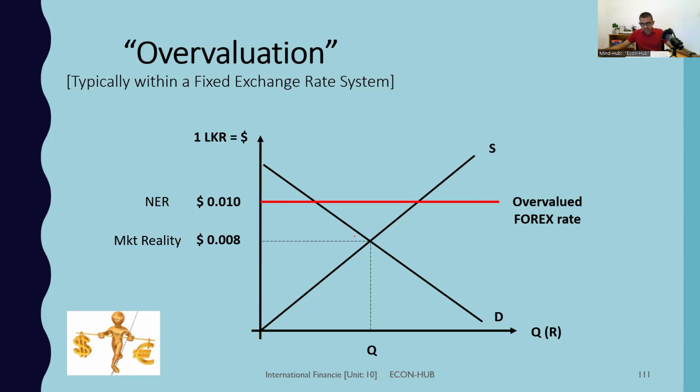So by doing this, what will they end up having? They will have an overvalued exchange rate. Is that clear? No need to draw. Just understand the concept here. Realistically, it should be 1 rupee is 0.008 US dollars based on demand and supply, the market reality. But the central bank in this economy keeps it fixed at a higher level, 0.010, which means the currency is now overvalued.